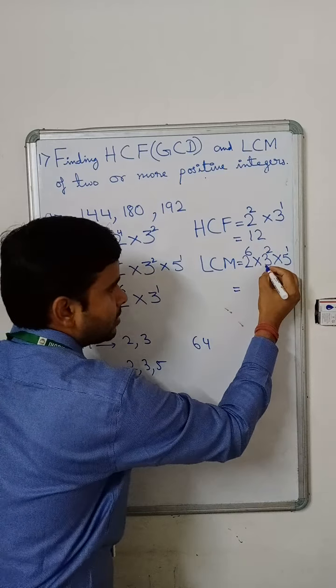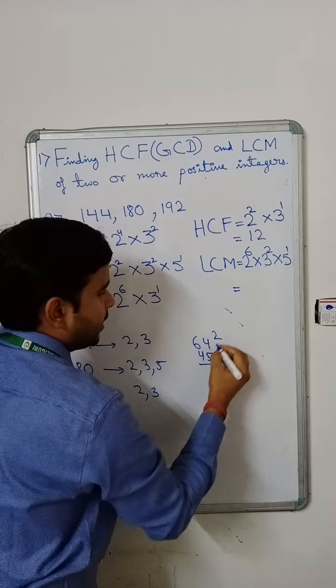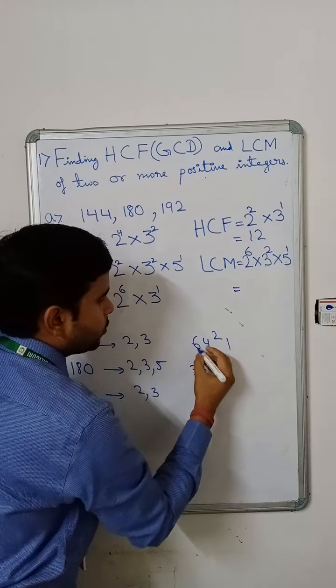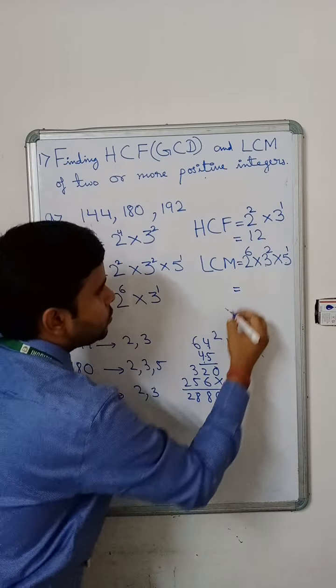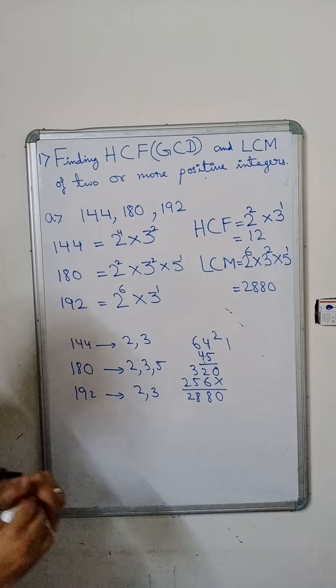This is 9. 5 9s are 45. Multiply 5 4s are 20. 5 6s are 30, 32. 4 4s are 16. 1 4 6s are 24, 25. So it is 2880. Now just try to make sure everyone understands the answer.